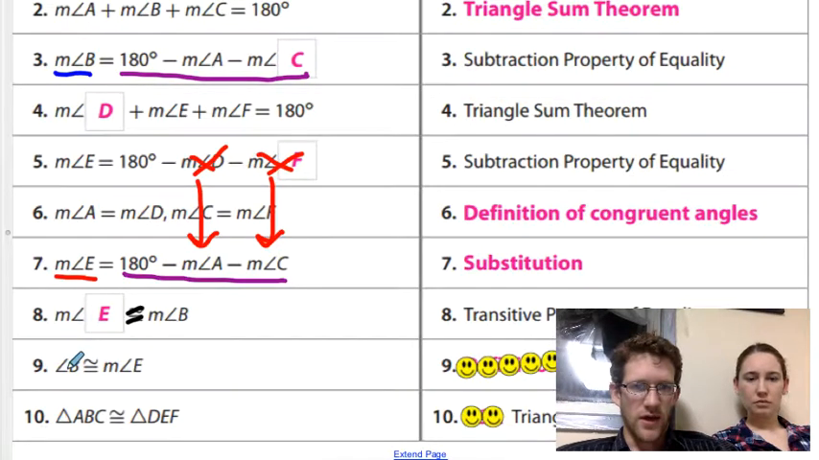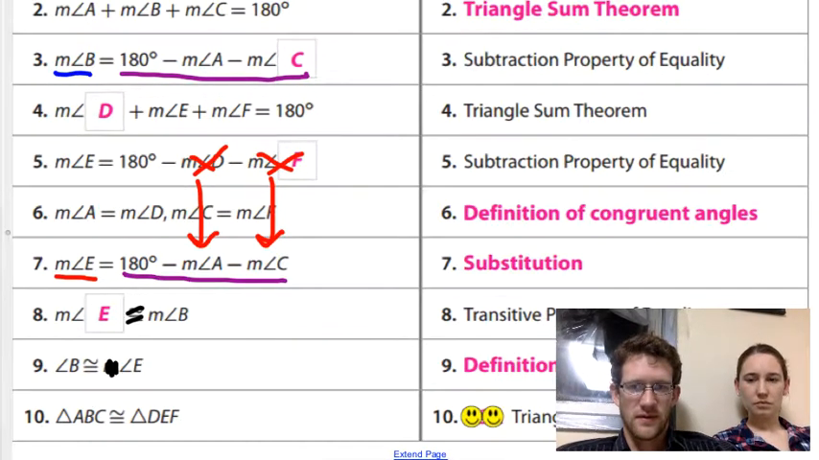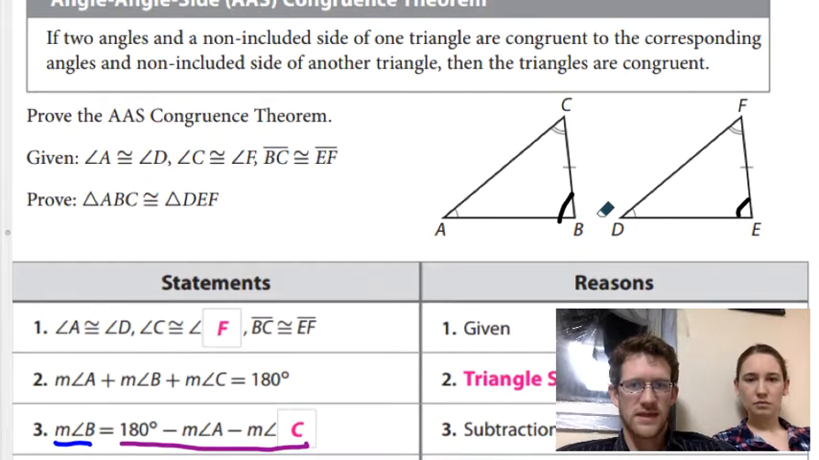If we go down a little further, it says here that angle B is congruent to, another typo, angle E. Why is that true? Because we just said their measurements are equal. Again, it's a property of congruence. And then finally, we can say that the two triangles are congruent. Why? Well, we just said angle B and E are congruent. Therefore, we can use angle side angle.